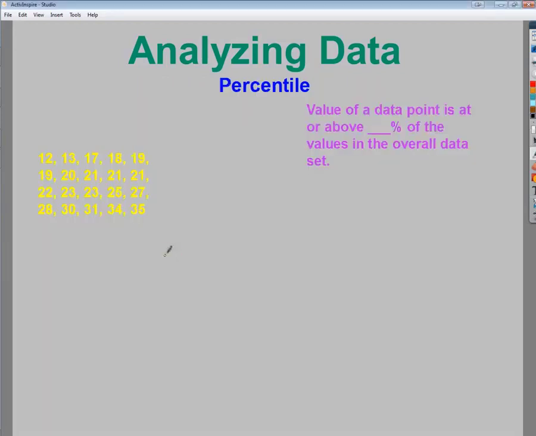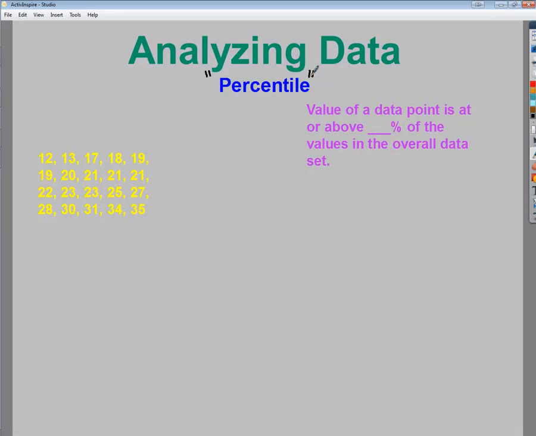In this video, I'm going to talk about analyzing data. Specifically, I'm going to talk about the term percentile. Where you'll see percentile most often is in things like standardized tests, the ACT, the SAT, that kind of stuff. Those tend to pop out things like your percentile is this. So maybe you're in the 75th percentile for your composite score on the ACT.